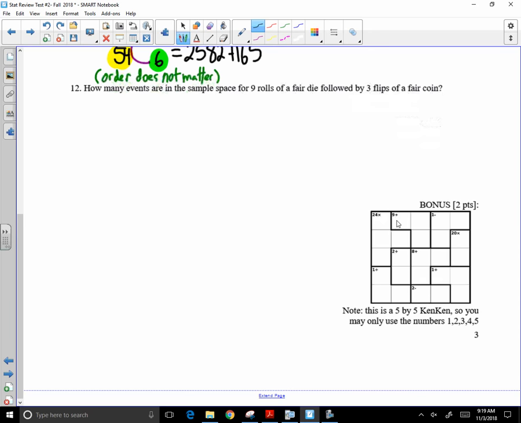All right. Number 12. How many events are in the sample space for 9 rolls of a fair die, followed by 3 flips of a fair coin? All right, so let's see. 9 rolls of a fair die. So that would be, well, there's 6 outcomes in a single roll. 9 rolls.